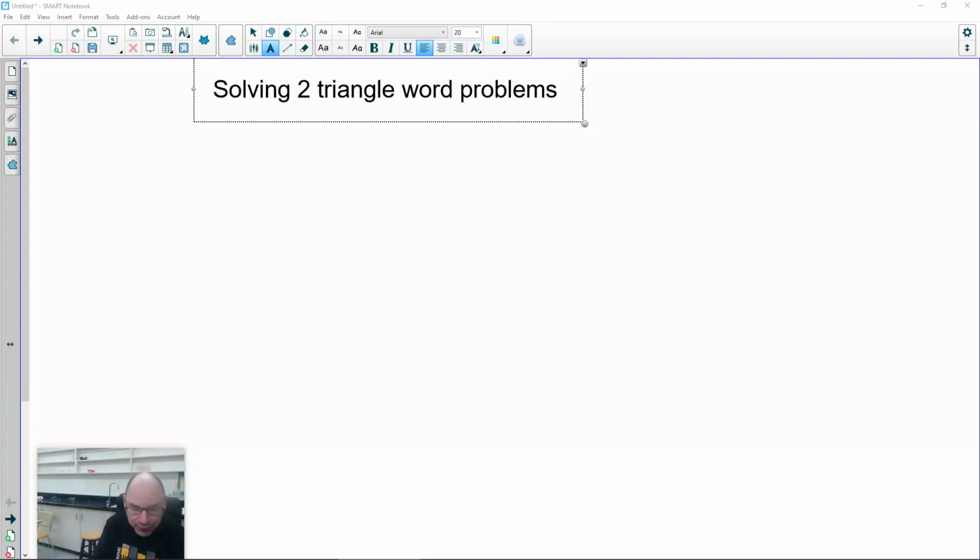So we're going to be looking at two triangle word problems, the second part of our last section in the triangle unit, trig unit for us. And we're going to be looking at just solving some problems that are word problem related, but have two triangles within them. So we'll probably do a couple examples here. First one we're going to look at is a simple one.